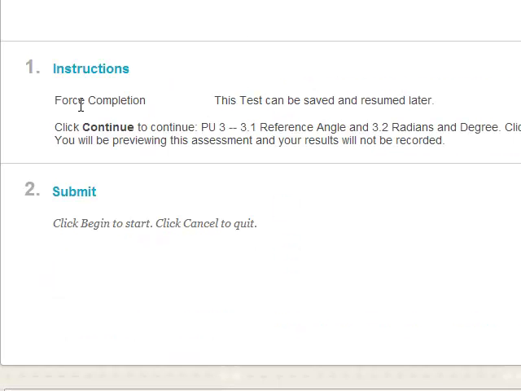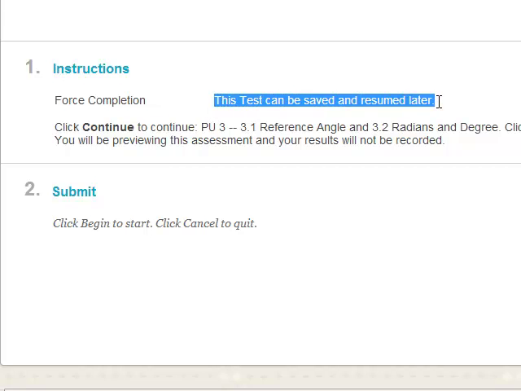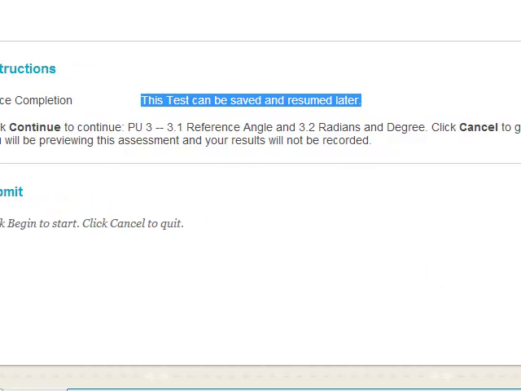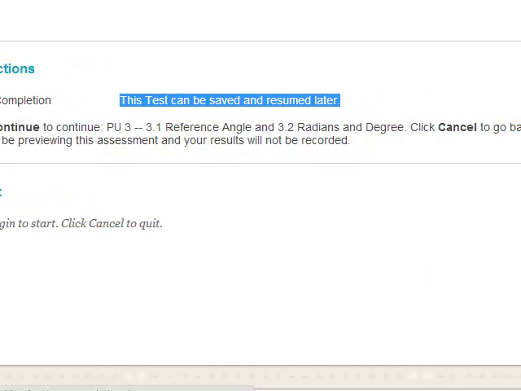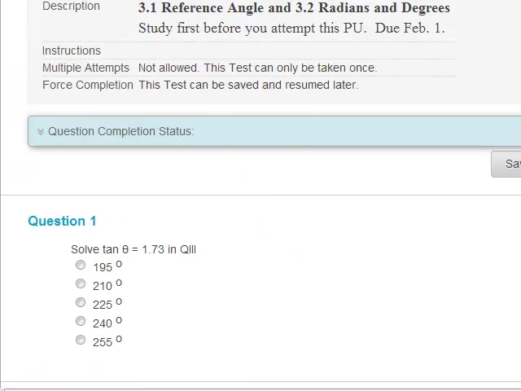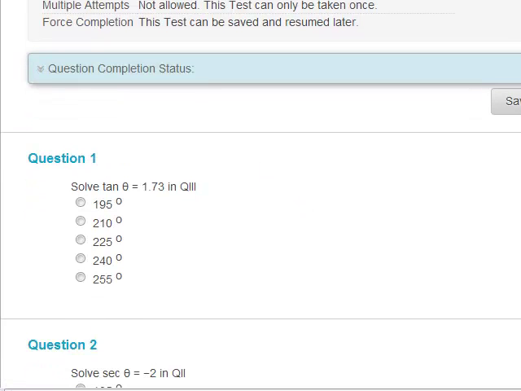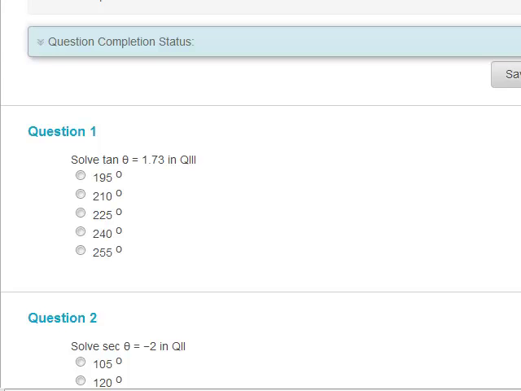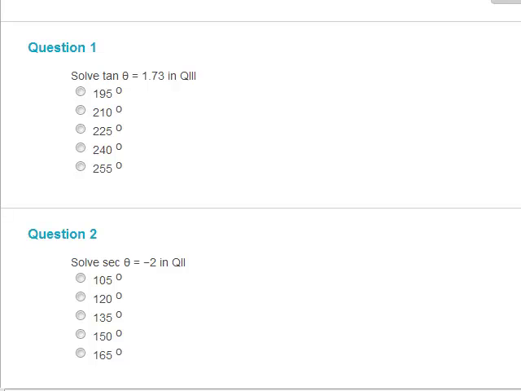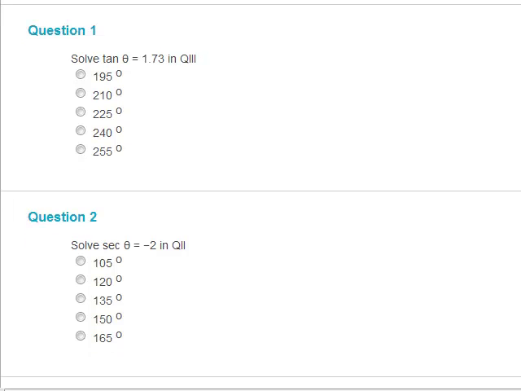So let me just click on this one here. And then here's an important one. This one here that says this test can be saved and resumed later. That will happen for the per-unit assignments, it will happen for the homeworks, it will happen for the practice tests, that you just open them and you start working on them, and then you can come back at a later time and continue working, and then at a later time you're going to submit them. That is of course not the case for proctored exams.